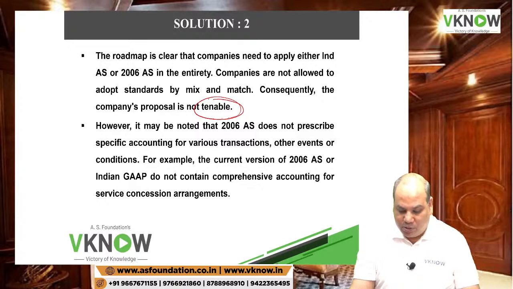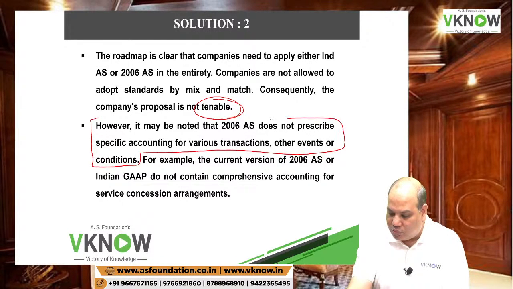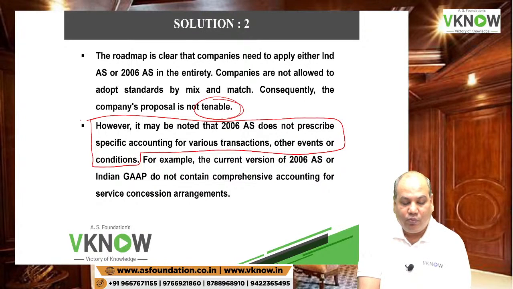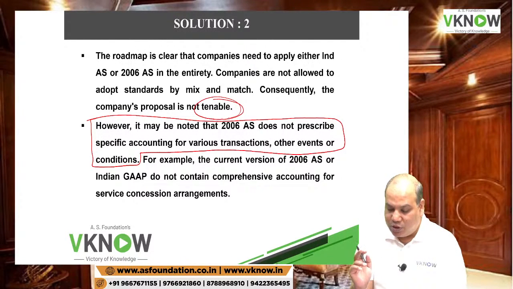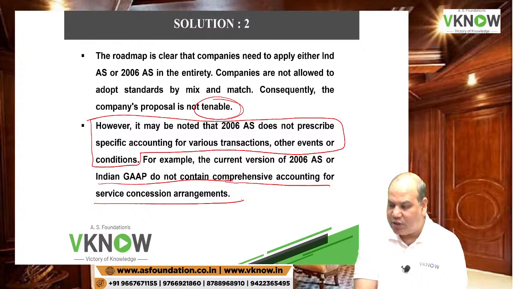Then, however, it may be noted that 2006 AS does not prescribe specific accounting for certain transactions, events and conditions. Very important line. This will show that you know your accounting standards in depth. What if there is no treatment given under accounting standard 2006? Then you can use Ind AS. For example, Indian GAAP does not contain comprehensive accounting for service concession arrangements.